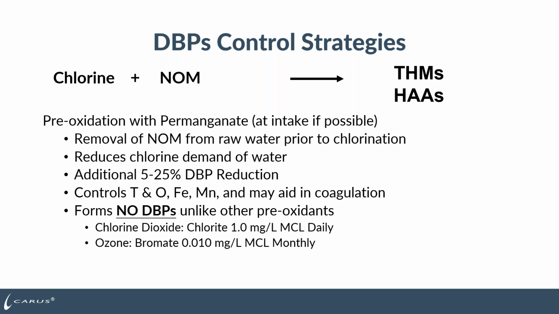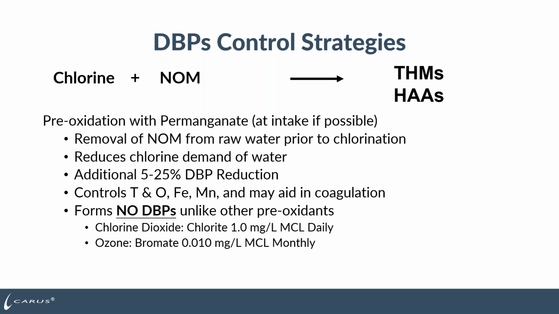Now, like I said, you're going to remove taste and odor compounds, iron and manganese, and because permanganate generates manganese dioxide, you're going to help with the coagulation process because you're going to form some solids that the coagulant can grab onto and form larger particles. Now, one thing to keep in mind, like I said, permanganate doesn't generate any other additional disinfection byproducts.